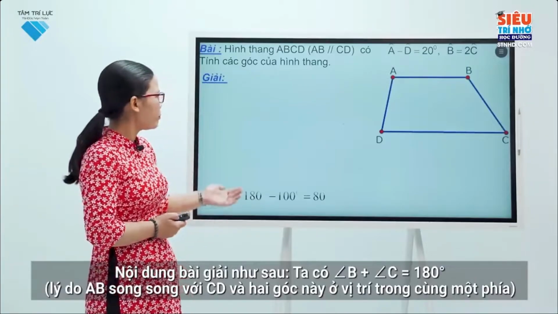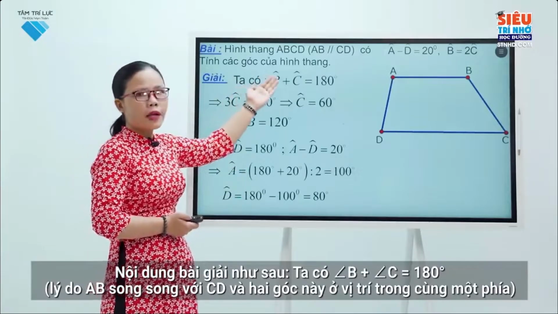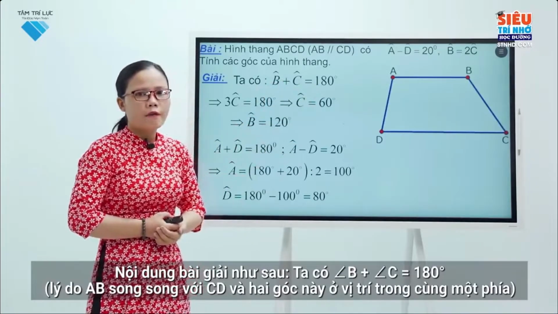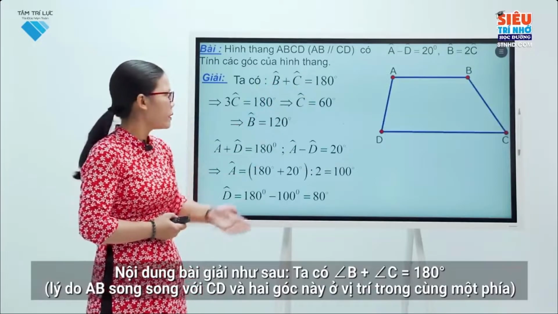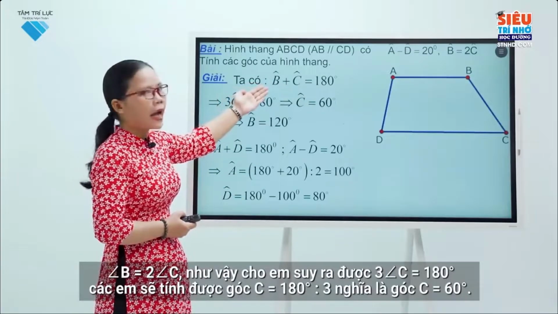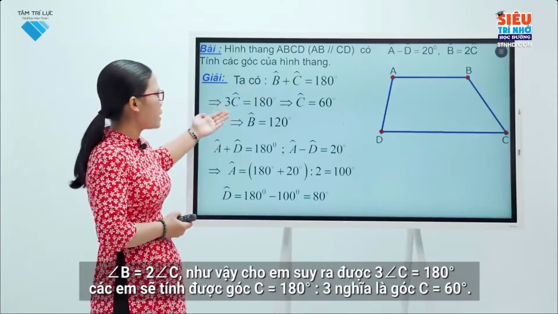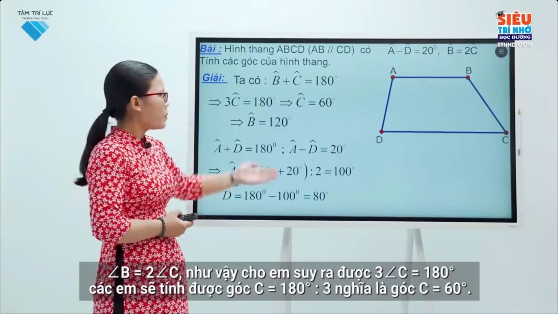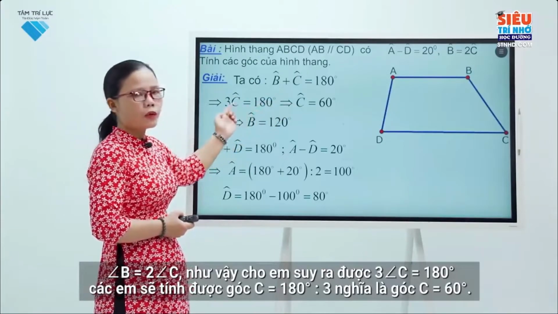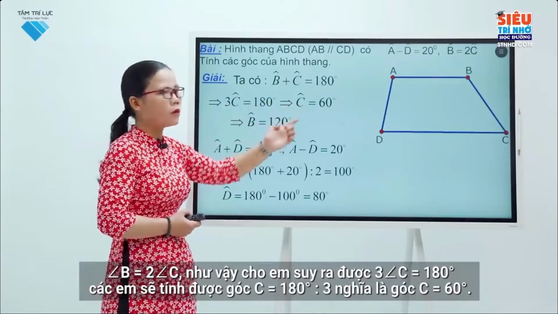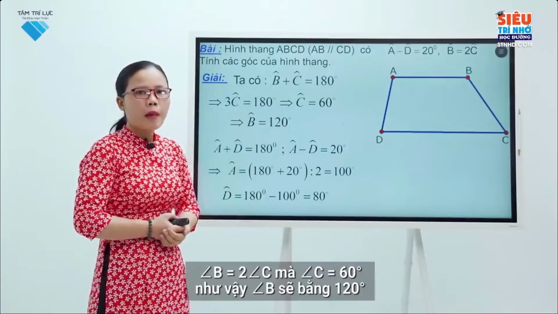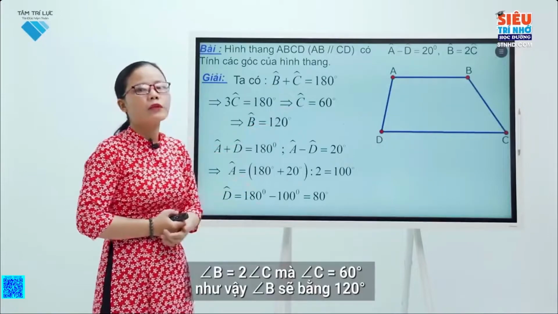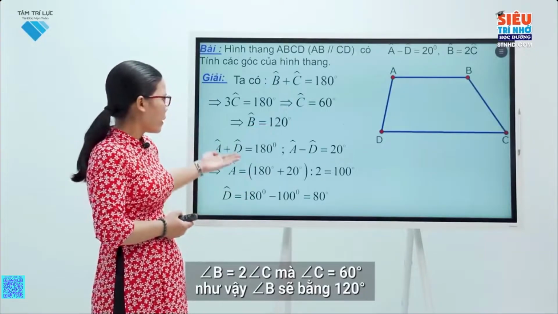The answer, angle B plus angle C equals 180 degrees, because AB is parallel to CD and those two angles are adjacent angles. Angle B equals 2 angle C, so 3 angle C equals 180 degrees, and we get angle C equals 180 degrees over 3, which means angle C equals 60 degrees. Angle B equals 2 angle C, and angle C equals 60 degrees, so angle B is 120 degrees.